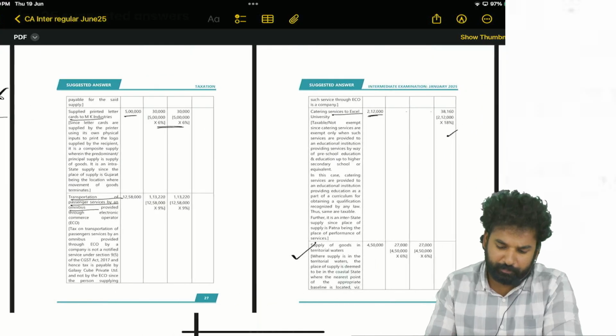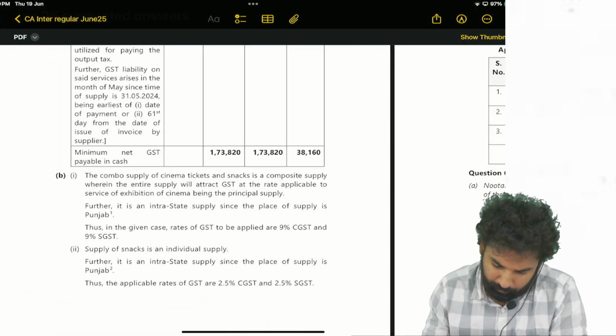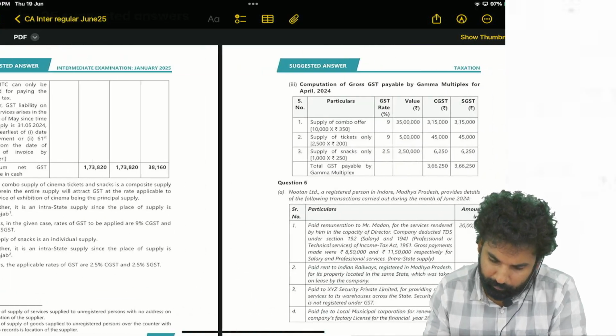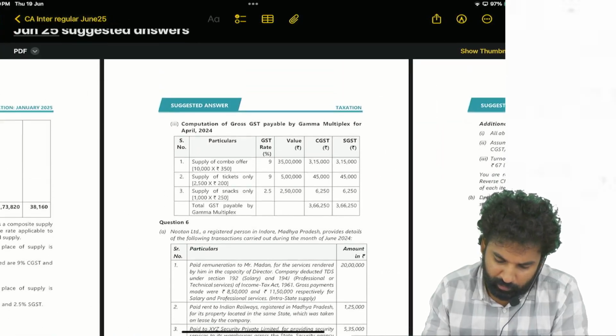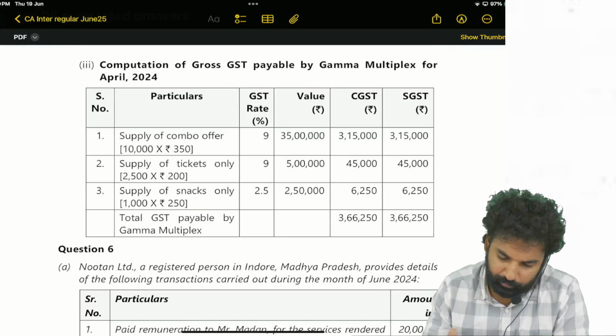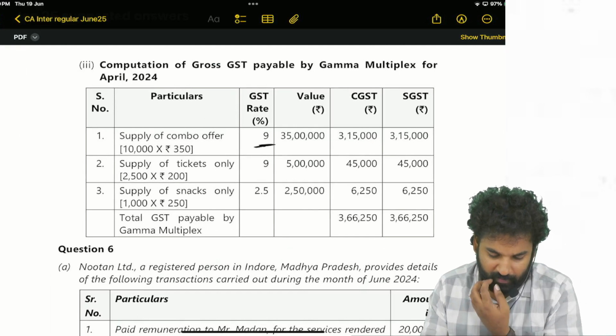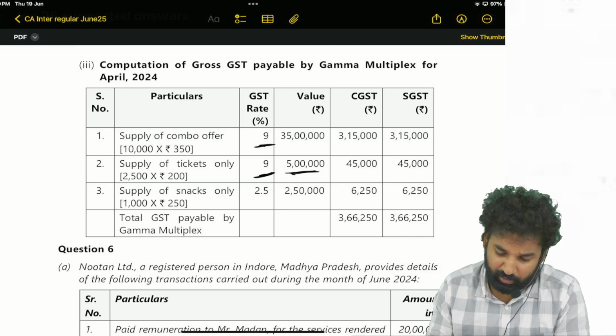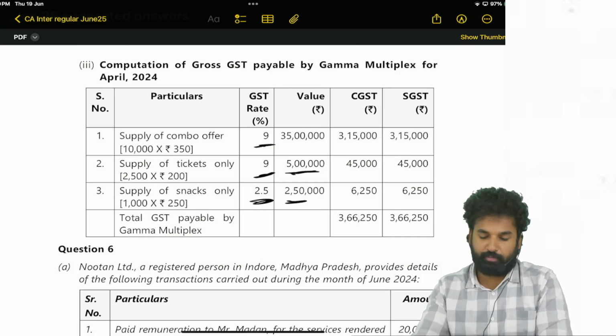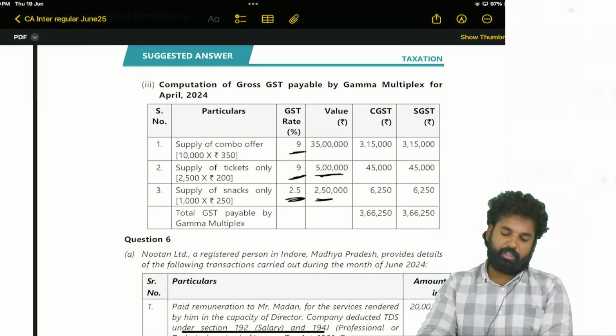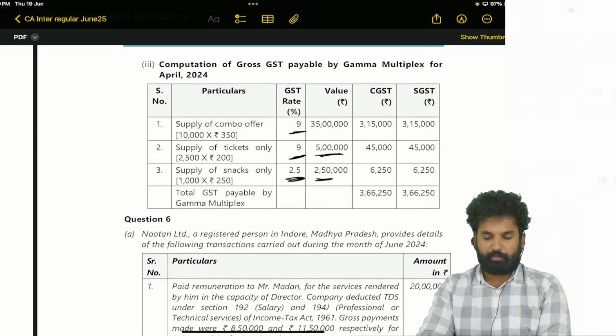How much are we getting? So 35 lakhs into 18%. Okay, tickets rate 5 lakhs into 18%. Snacks 2.5 lakhs into 18%. So total GST payable by Gamma Multiplex.